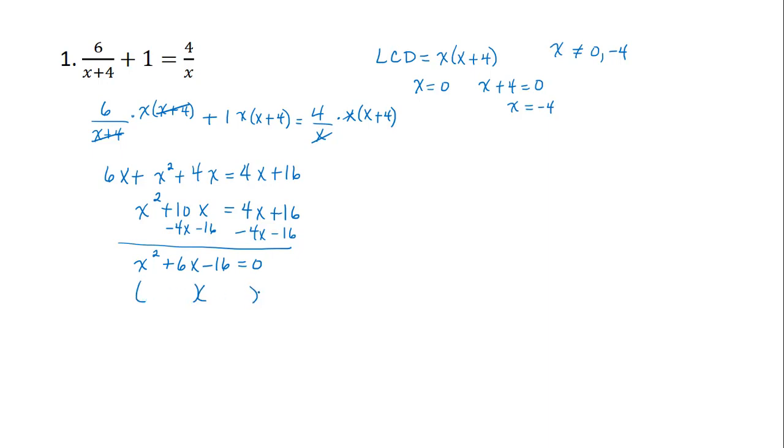Factoring this trinomial, x squared factors as x and x. The factors of negative 16, whose sum is positive 6, would be plus 8 and minus 2. Set each of these to 0 to get x plus 8 equals 0, or x minus 2 is equal to 0. Therefore, we get x is equal to negative 8, or x is equal to 2. Neither of these numbers is a restriction. Therefore, the solution set consists of negative 8 and 2.